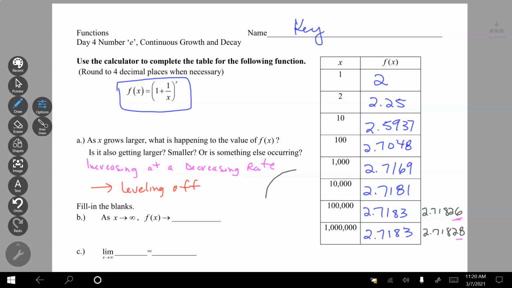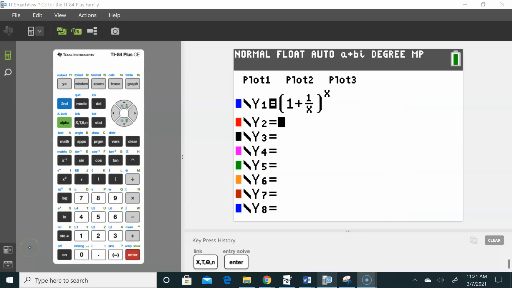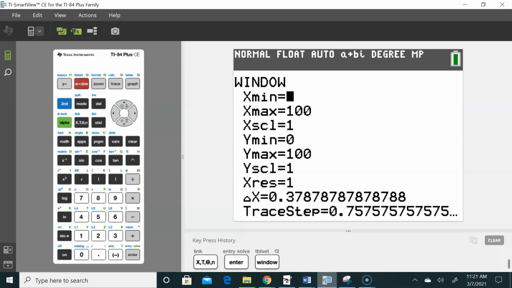And I can actually go see this on the calculator. Okay, I have this on the calculator. I typed it in. I'm going to do the graph of it. I'm going to change my window. Maybe 100 is good. I don't think I need y max to be 100. I think so far we haven't really gotten above 3, so I'm going to make my y max equal to 3.